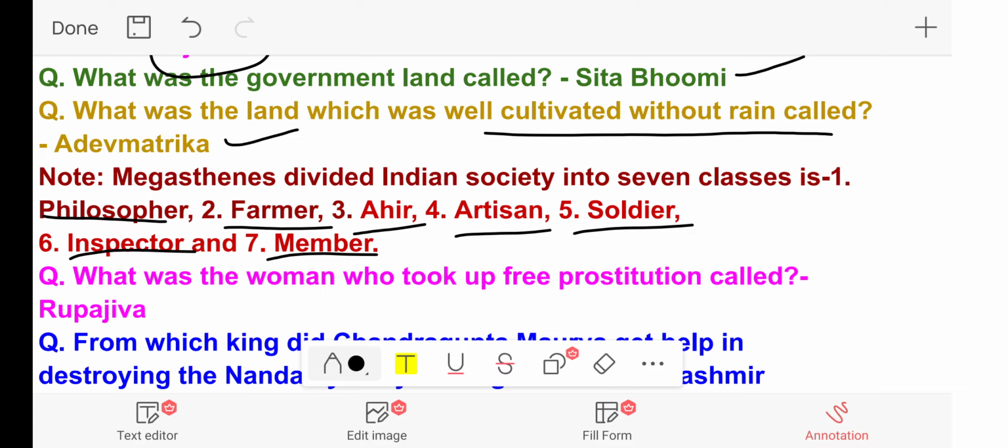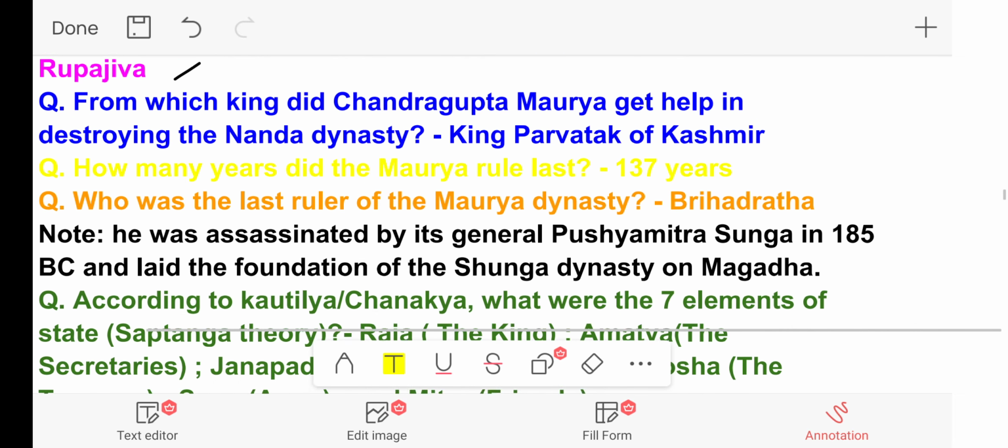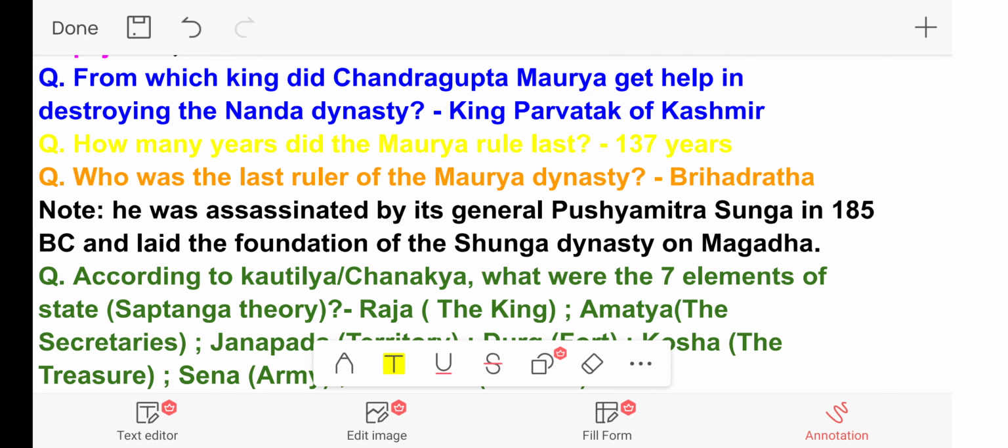The answer is Rupajiva. Next, from which king did Chandragupta Maurya get help in destroying the Nanda dynasty? Answer, King Pravatak of Kashmir. Next, how many years did the Maurya rule last? And the answer is 137 years.